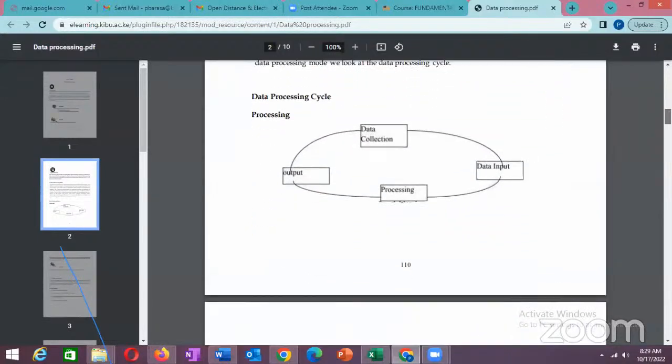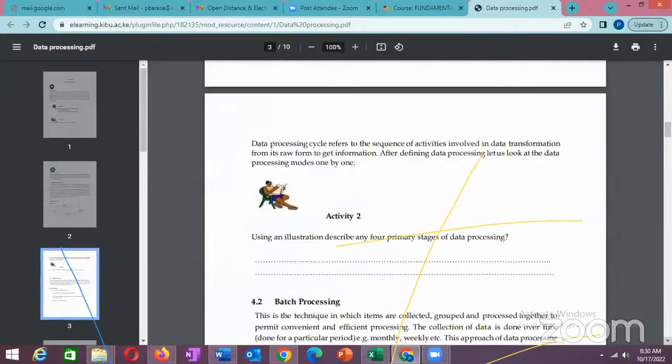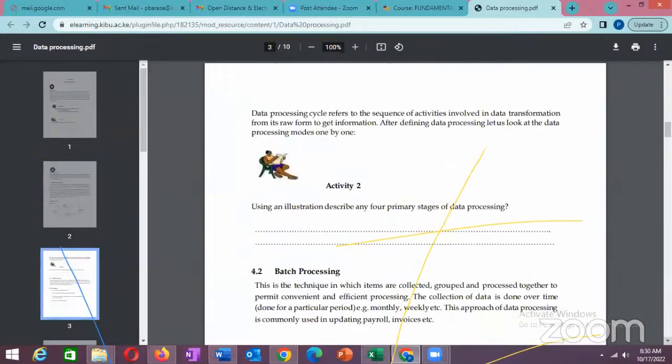So you can see the data processing cycle. So we have data collection. Then you move to data input, processing, and output. So that is the cycle. It is very clear on how the data cycle works. So you can see it very clearly. The data processing cycle refers to the sequence of activities in the data transformation of raw facts.